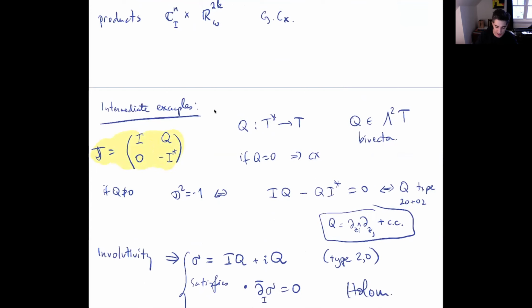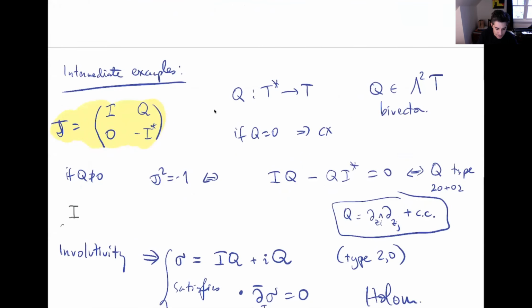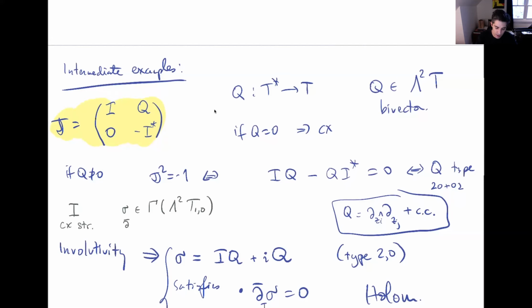if you have, let's say, a complex structure I, you have a complex manifold, and if sigma is a section of wedge 2 of T10, so if it's a bivector field of type 2 0, and if d bar sigma is equal to 0, meaning that it's holomorphic, and if sigma bracket sigma is equal to 0, this is what we call a holomorphic Poisson structure in the usual study of Poisson structures in the complex manifold category.